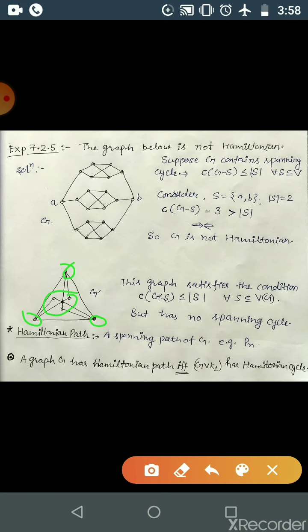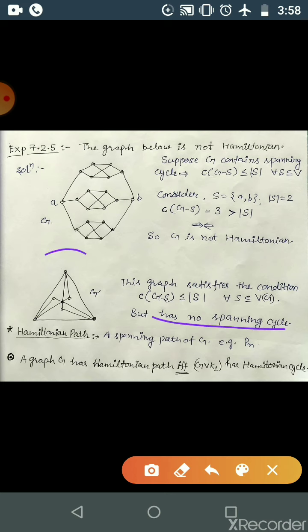So 3 vertices here and 4 vertices here. So does there exist any C7? We can try to find. Here, we can go to this one, this one, this one, this one, this one. Now this is C6, and if we come back to this one, then it is no more a cycle. And if we go to this one, then it is C5. So C7 does not exist here, so it does not contain any spanning cycle.